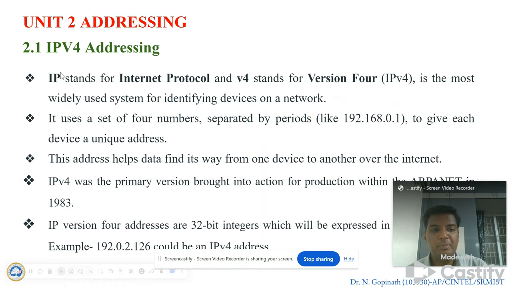The term IP stands for Internet Protocol and V4 stands for version 4. This is the most widely used system for identifying devices on a network. It uses a set of 4 numbers separated by periods to give each device a unique address. This address helps data find its way from one device to another over the internet.